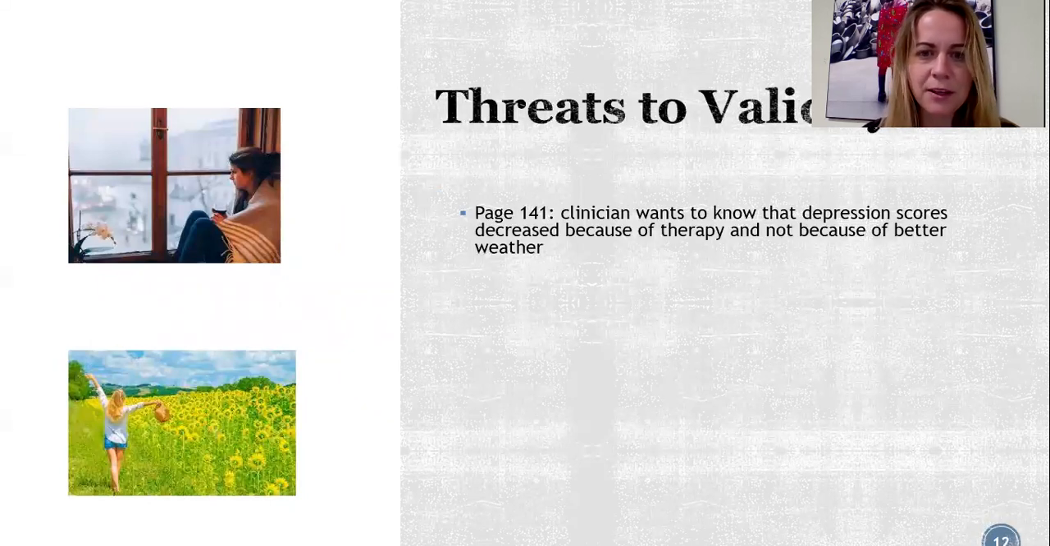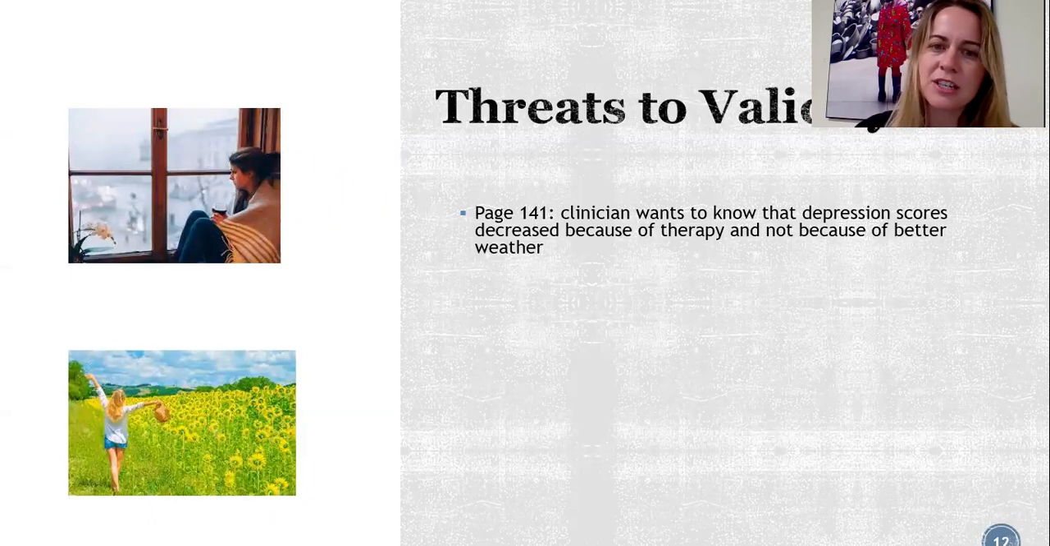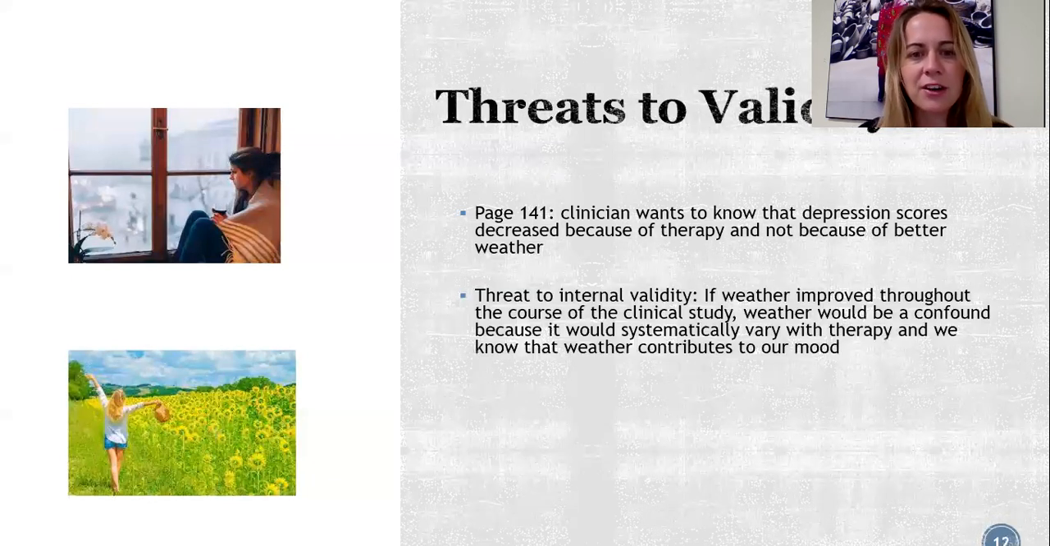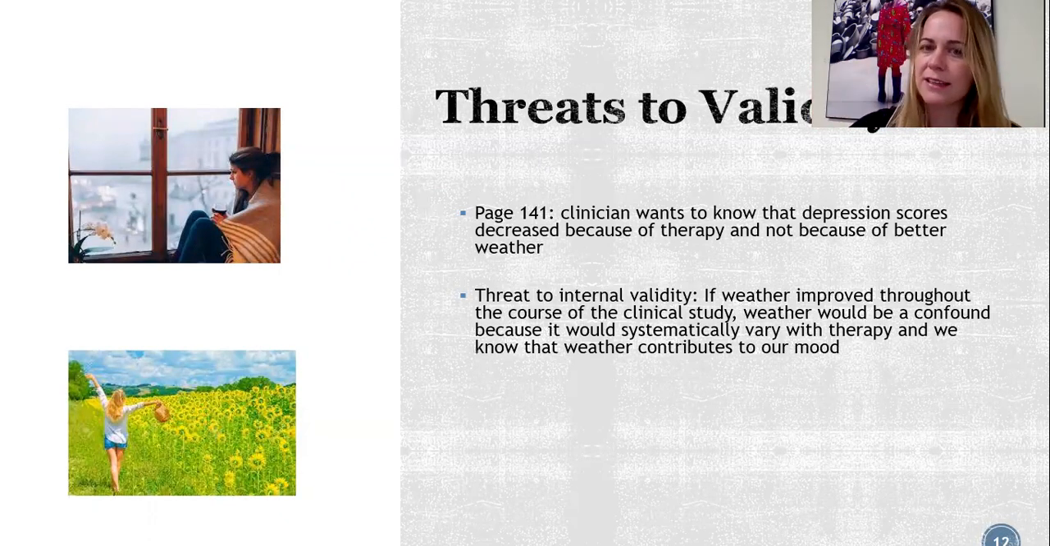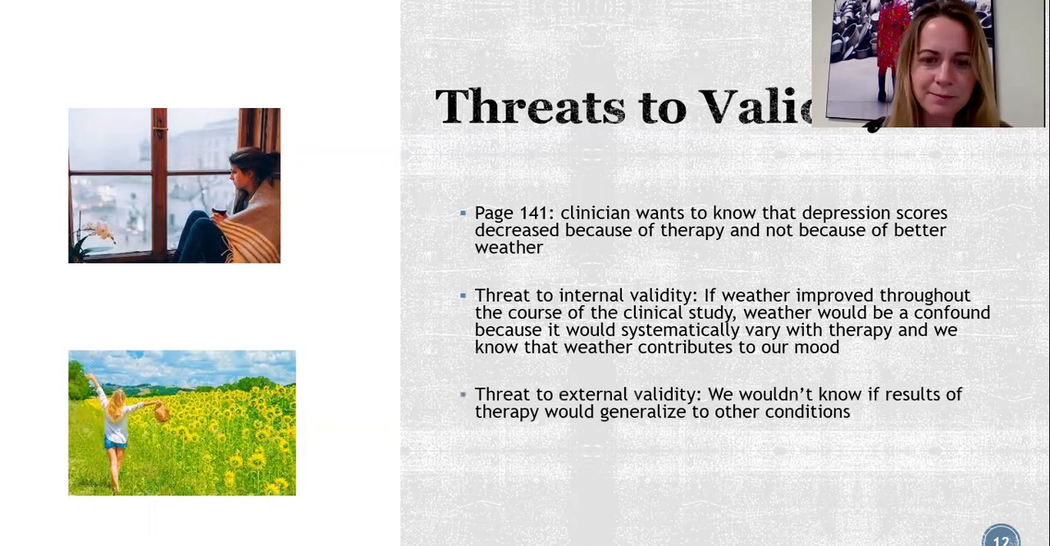Your textbook gives an example on page 141. I encourage you to read this. Suppose a clinician wanted to study the effect of a particular treatment for depression. And what they found is that depression scores decrease over the course of the treatment. However, if they also found that the weather changed around this time, this would be a confound. You wouldn't know whether it was the treatment that caused the change in the depression or if it was the weather. And weather in this case is a confound because it would systematically change between time 1 and time 2. And we also know that weather has a large impact on people's moods.